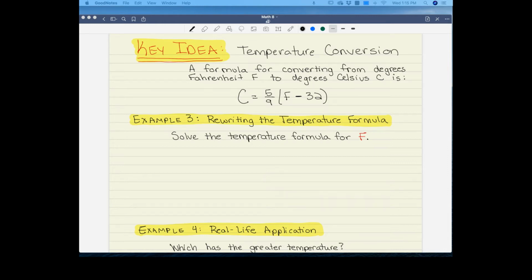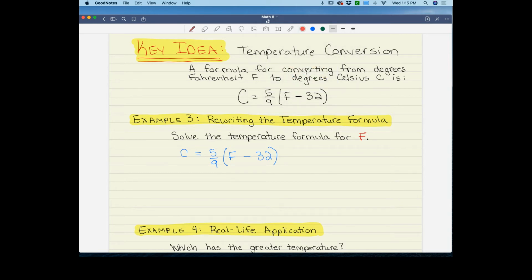So again, just like before, I'm going to rewrite my formula. C equals 5 over 9 times (F minus 32). Now, in order to solve this, we see those parentheses, and that should make you remember there's going to be multiplying, we're going to be distributing if there's something out in front. And there's a fraction, and the opposite of multiply is divide.